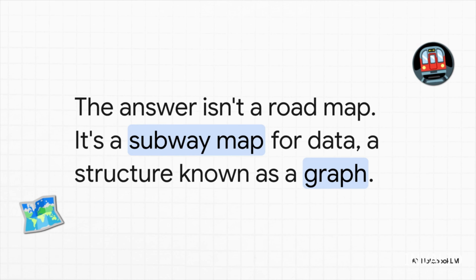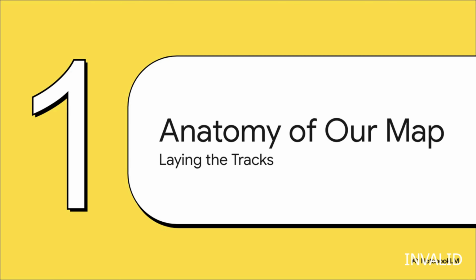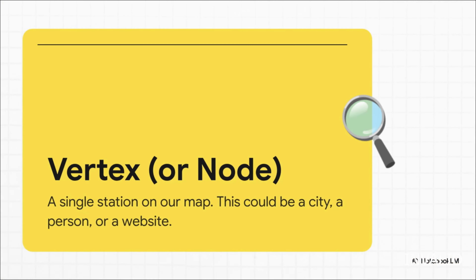to station. All right, so to really get how this powers everything, we first have to learn how to read the map, even how to build it. And don't worry, it all starts with just two super simple components. First up, we've got the vertex, or vertices if you're talking about more than one. Think of it as a single station on our subway map. It's the destination, the point of interest.